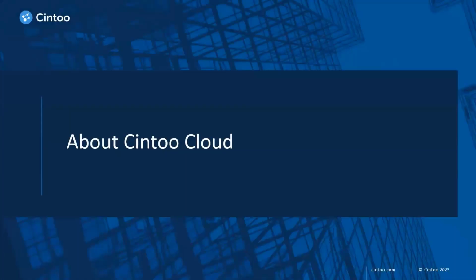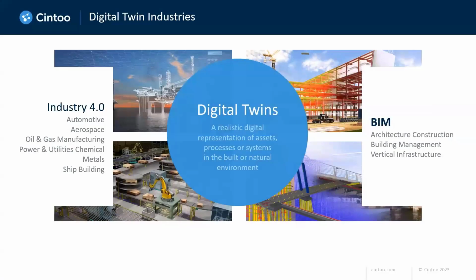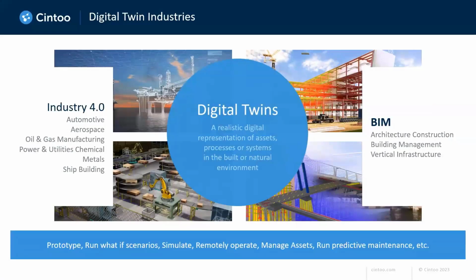So now let's talk briefly about Cintoo Cloud. Cintoo Cloud is here to support your digital twin efforts. We consider a digital twin to be a realistic digital representation of your assets, processes, or systems in the built or natural environment. We break this down into two specific industries. The first one being Industry 4.0, which includes automotive, manufacturing, and oil and gas. The second one is what we call BIM, or AEC, for architecture, engineering, and construction. This allows you to run prototypes and what-if scenarios and simulations, as well as run predictive maintenance for all of your project needs.